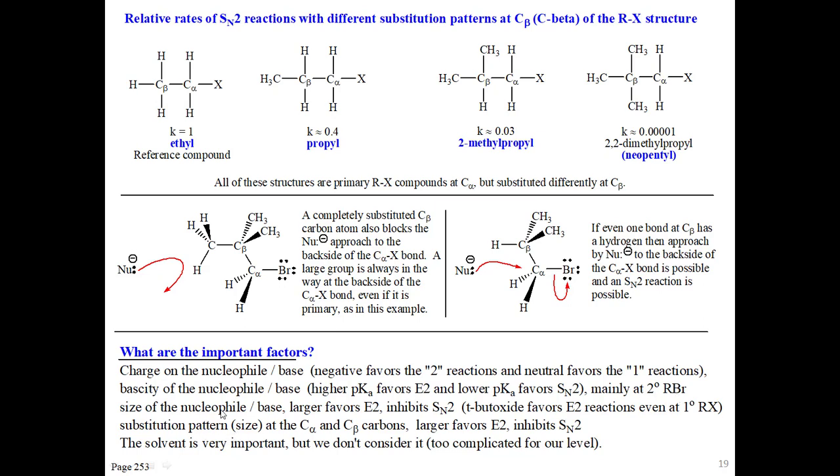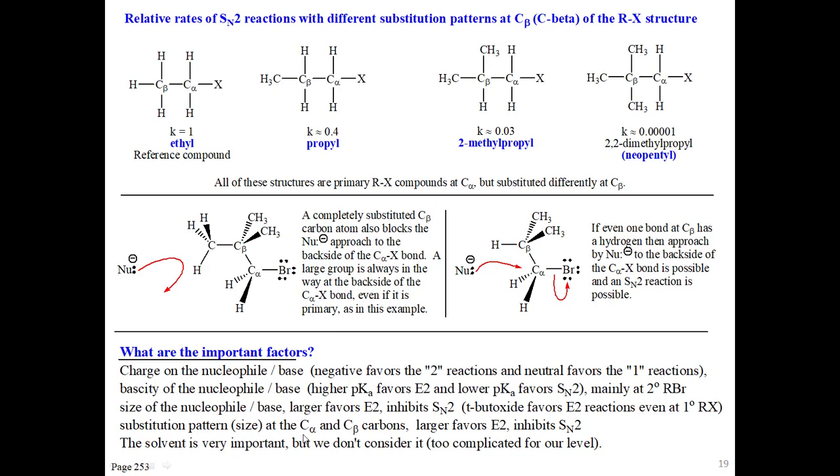If we look at the size of the nucleophile, the bigger things get, meaning more steric hindrance, the more E2 we tend to see. Smaller things are, the more SN2 is favored. T-butoxide is very big, so that's going to favor E2, and it's very basic. That's going to favor E2, even at a primary center. That was our one exception.